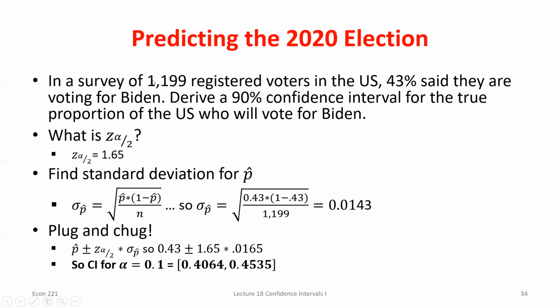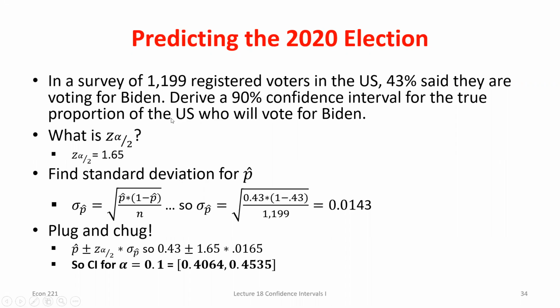So let's say there's a recent poll, and I actually went out and got this. NPR put out some data they found from a survey. They had almost 1,200 people, and 43% said they plan on voting for Biden. Derive a 90% confidence interval for the true proportion of the U.S. that will vote for Biden here. So 0.43 is my sample proportion, right?